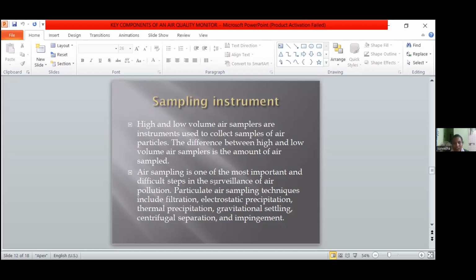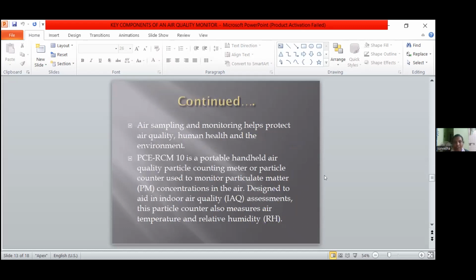And this is the most important part of air quality monitoring. Air sampling and monitoring helps protect air quality, human health, and the environment. I have already said that this is the most important part, because only by taking good samples can we analyze and give results.